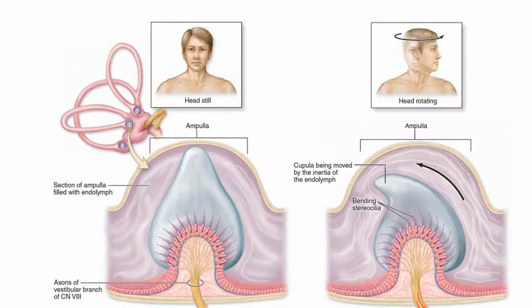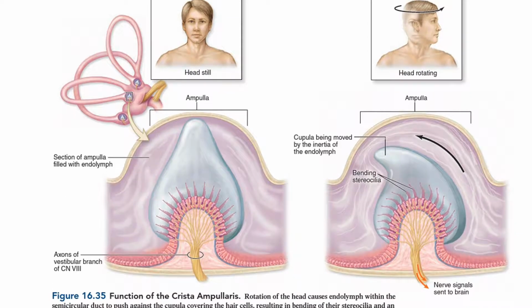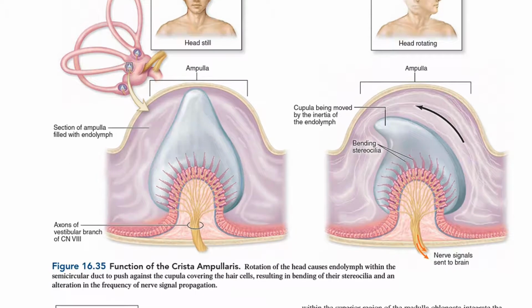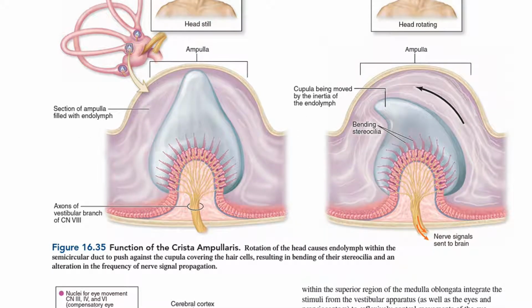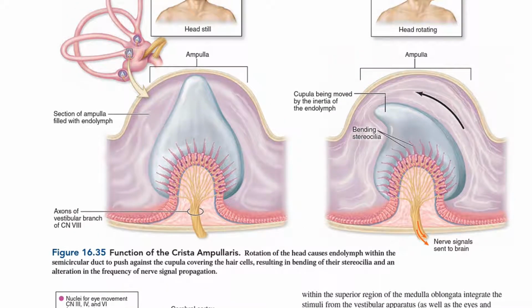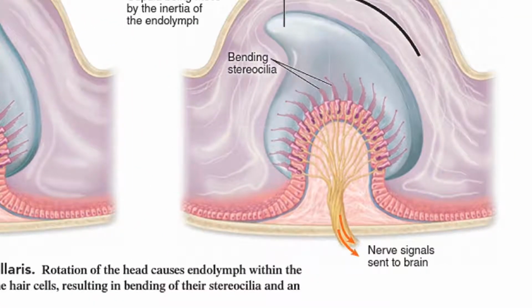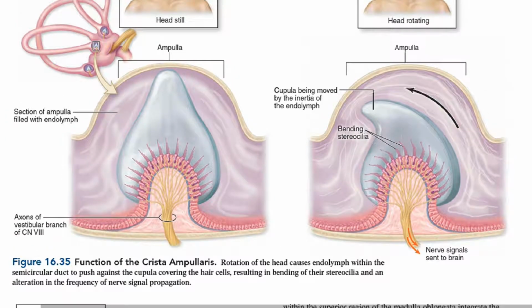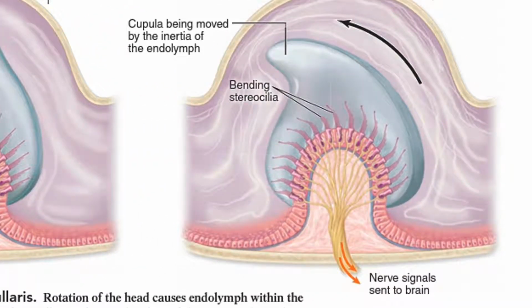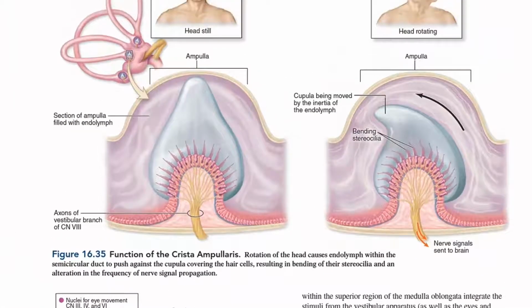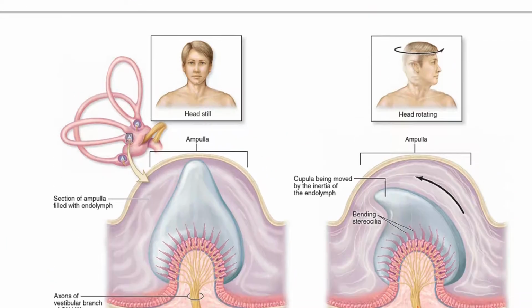See, head still and then head rotating. Ampulla position, cupula position, you see cupula, and you see axon of vestibular branch of cranial nerve 8. And here you can see during depolarization, the signal is sent to the brain.